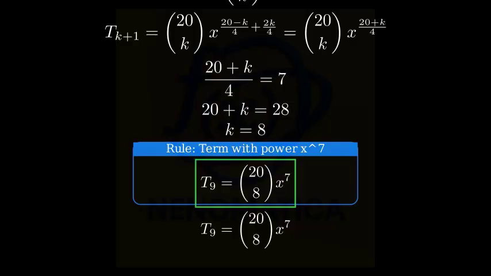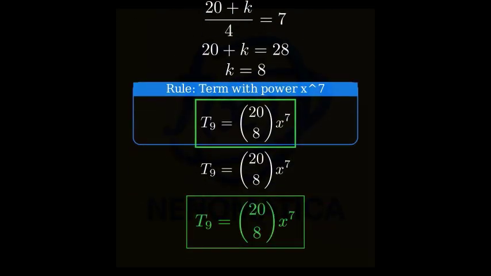Choose 8 times x to the 7th. Final answer. t9 equals 20. Choose 8 times x to the 7th.